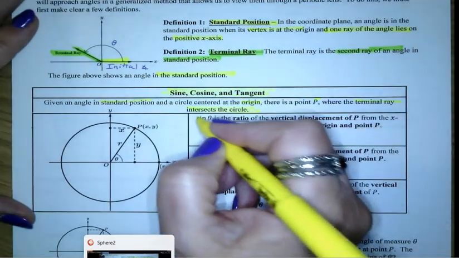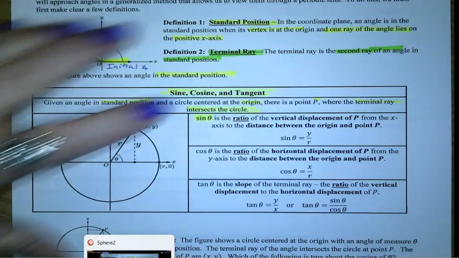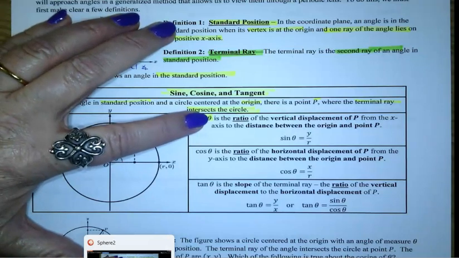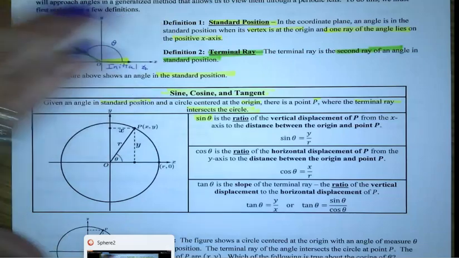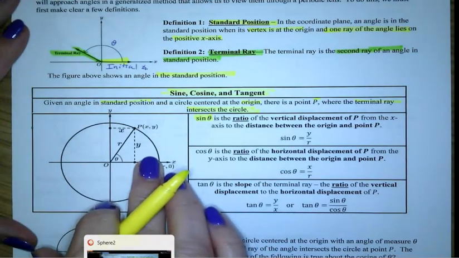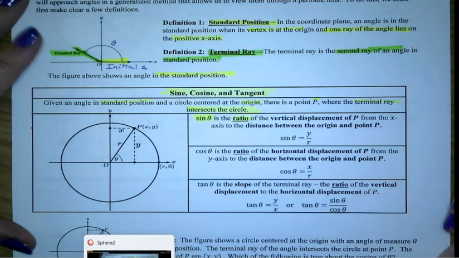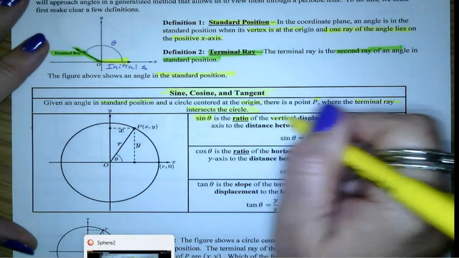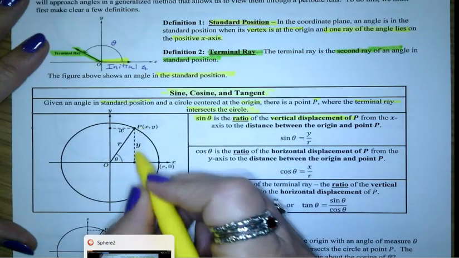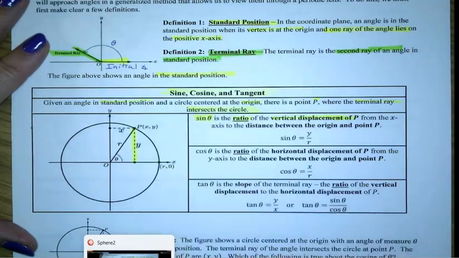So the first one is sine. As you're looking at this notation, keep in mind that you need to have the trig name, so sine, cosine, tangent. Then you need to have an angle marker right here before we set up the ratio. All of these are ratios that are going to happen in this triangle. The ratio, which just means something divided by something else, for sine represents the vertical displacement of P. Here is my horizontal axis. Vertical goes up and down. So we're talking about this distance from that horizontal axis up to the point.